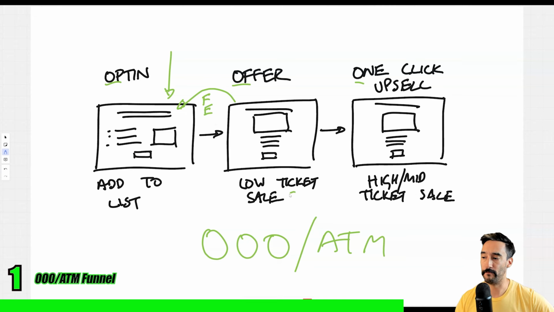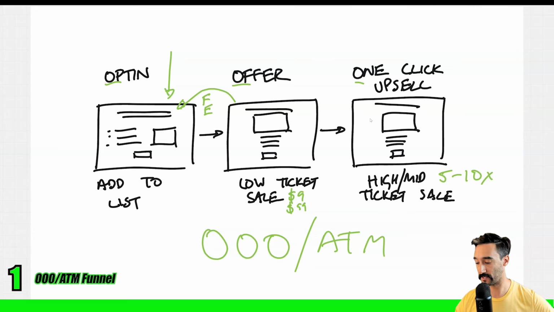And it's anywhere from like $9 up to $99, maybe. I have seen $100 convert. And then if they buy that, we give them the chance to buy something else, where we attempt to 5 to 10x the amount of revenue they've spent, a high to mid ticket product. And again, we try to have them spend more money. So that's our first type of funnel.